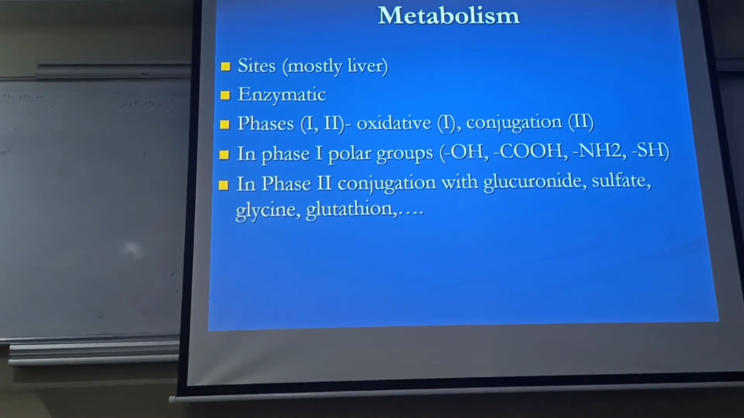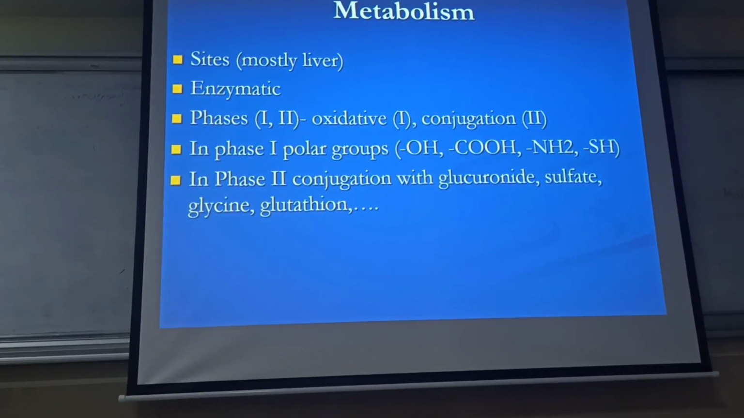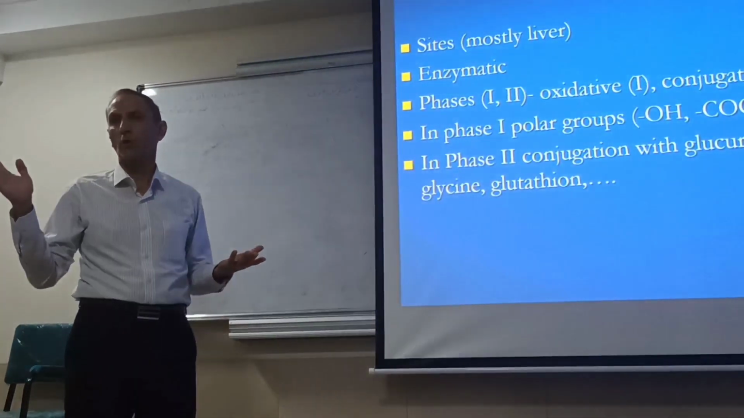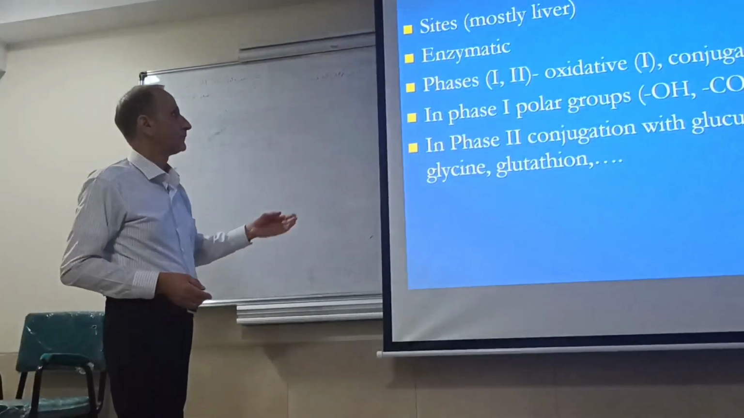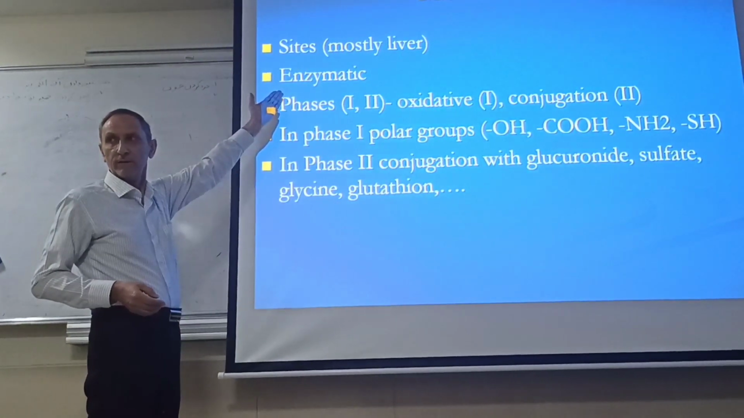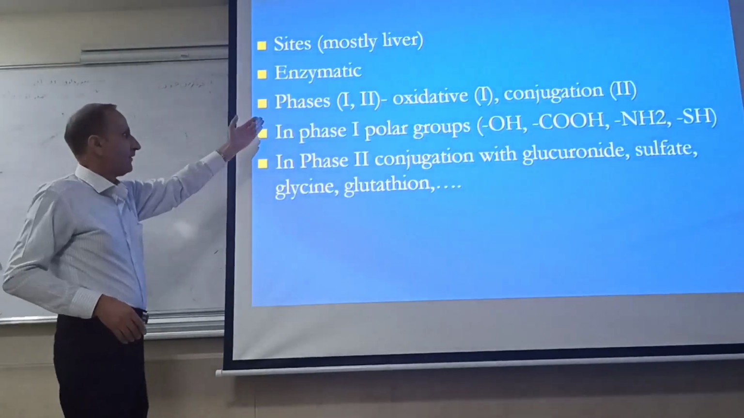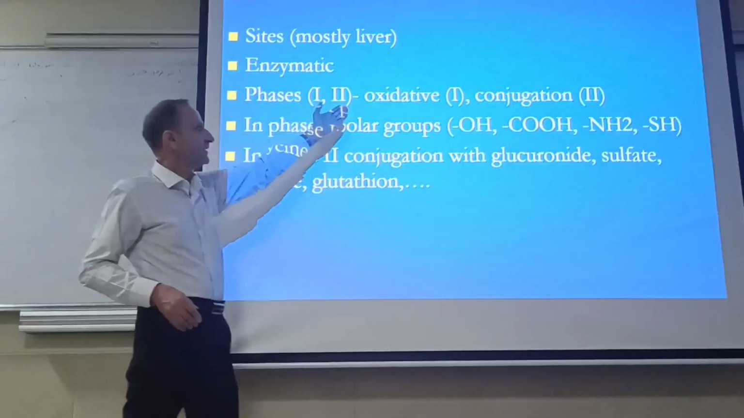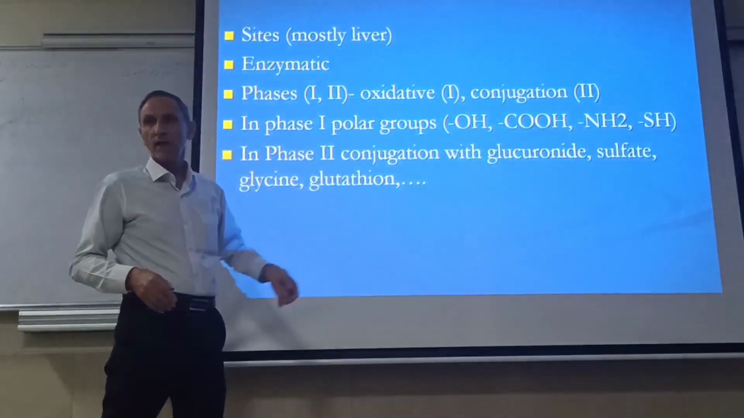Let's talk about metabolism. The most important site for metabolism is liver. It has different cytochromes, different enzymes that can modify the molecule. Metabolism is enzymatic. Enzymes are involved in metabolism. We have two phases in metabolism, phase 1 and phase 2. Phase 1 is oxidative process, and phase 2 is conjugation.